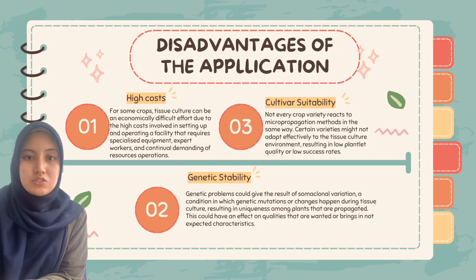The last disadvantage is cultivar suitability. Not every crop variety reacts to micropropagation in the same way. Some varieties might not adapt effectively in a tissue culture environment, resulting in a low success rate or low plantlet quality.